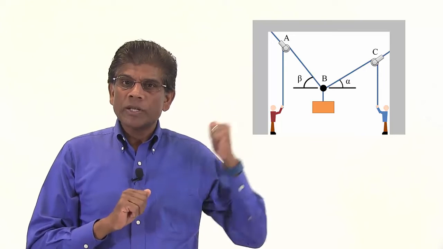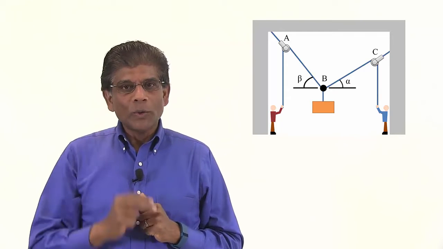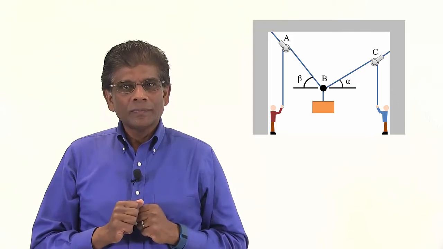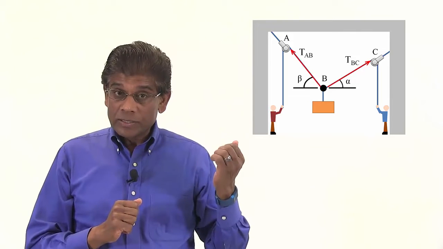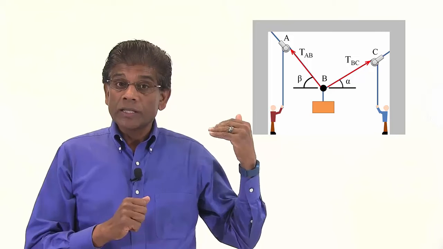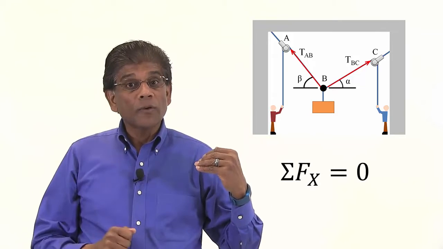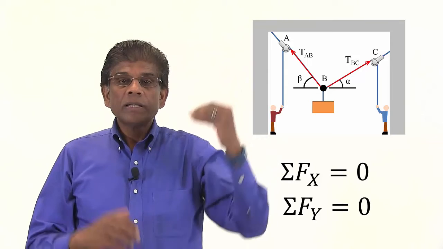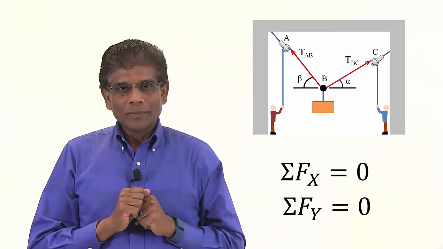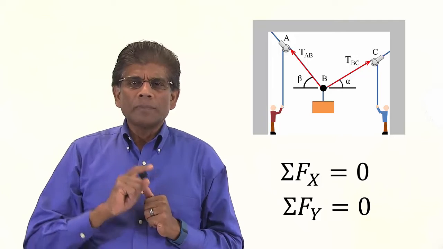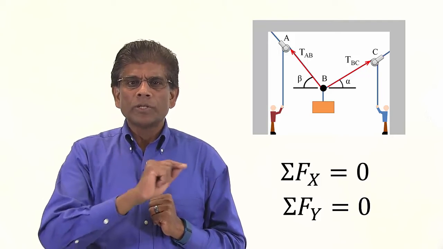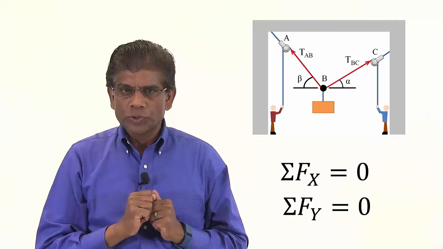In this two-dimensional scenario, we have two unknowns and two equations. The unknowns are the cable tensions, and the two equations are the sum of all the forces along the x-axis and the sum of all the forces along the y-axis. Simple and straightforward. Many engineering problems can be solved using this two-dimensional particle equilibrium approach.